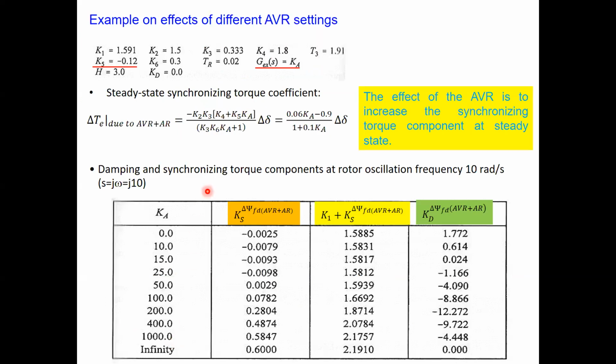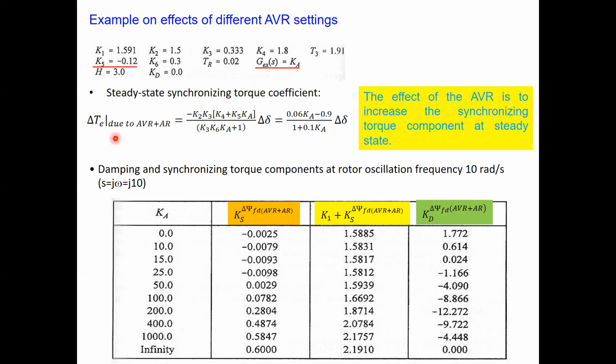So we had this example, and here you can see that we are analyzing the effect of different gain values in the excitation system for the AVR. So we have some values of K1, K2, K3, K4, and for K5 you see it is negative here, and we have considered the excitation system as a simple gain.